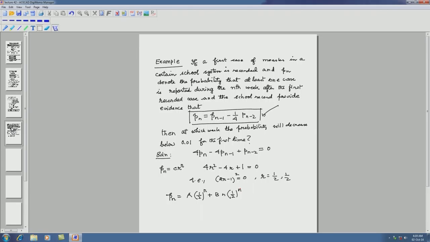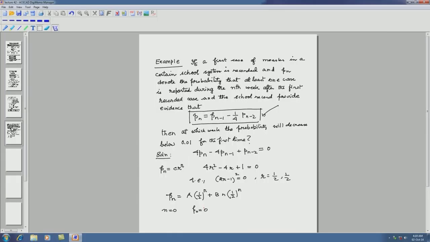And now we try to look at the initial conditions. If we put n equal to 0, that is in the 0th week, then by definition P_0 is 0, because we have not started our observations. Now, if we start from P_1, what we have told in the statement of the problem is that we start counting n from the point of observing at least one disease case.